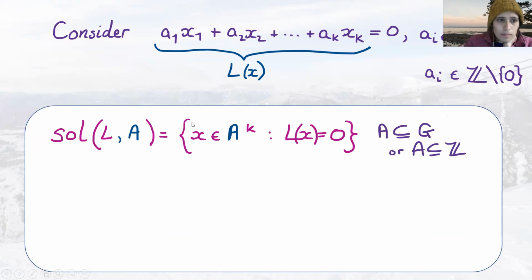Okay, so more specifically, what are we going to be interested in? We're going to be interested in solutions inside particular subsets of the world we're living in. So for a fixed subset of the integers, or a fixed subset A of this group G, we're going to define Sol L A to be the k-tuples which solve the equation but which lie in this set A. This is a fairly natural extension of this notation.